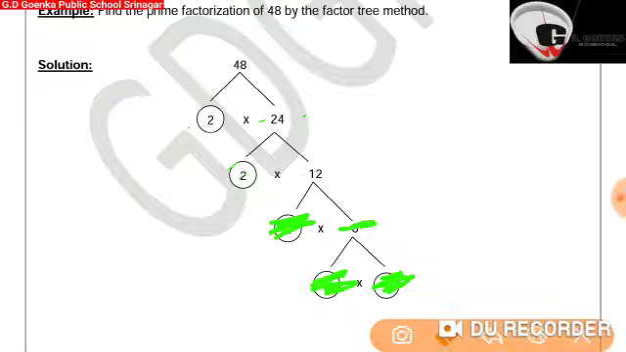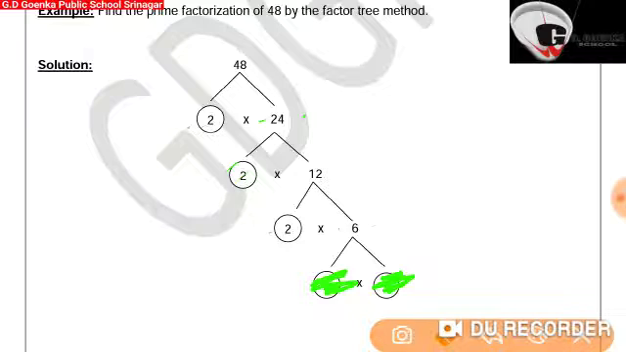Where 2 is a prime number, we'll encircle it, and 12 is a composite number, we'll further factorize it. Again, taking the smallest prime number, that is 2, 12 is divisible by 2. Therefore, what should be multiplied by 2 so that our product is equal to 12? Obviously, 2 times 6 is 12. Therefore, 12 is factorized into 2 and 6, where 2 is a prime number, so we'll encircle it, and 6 is a composite number, so we'll further factorize it.